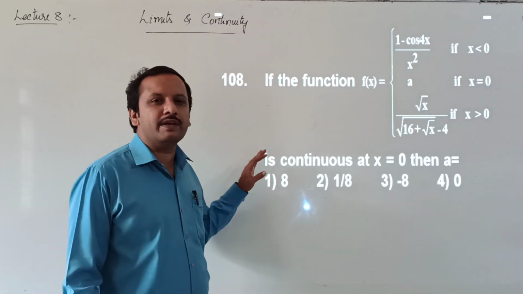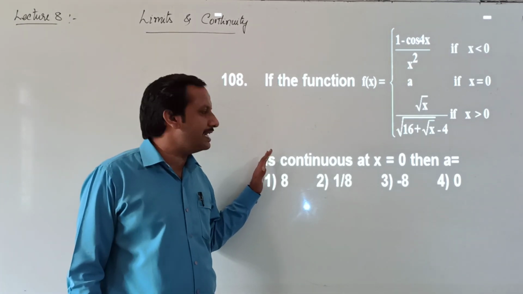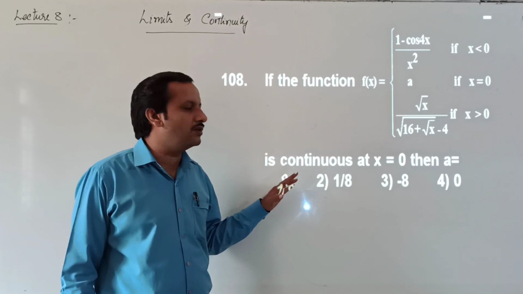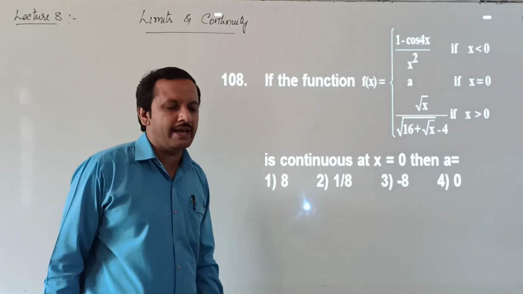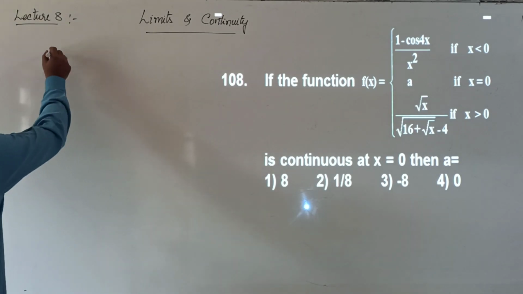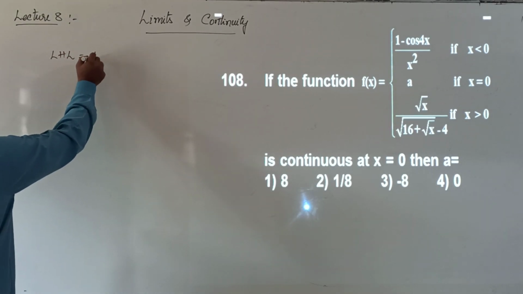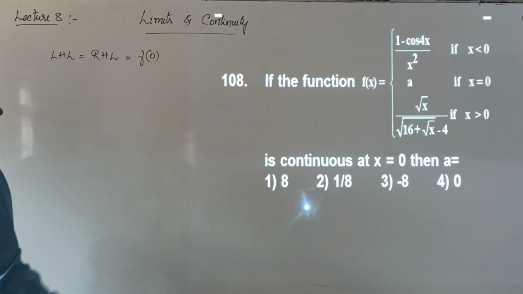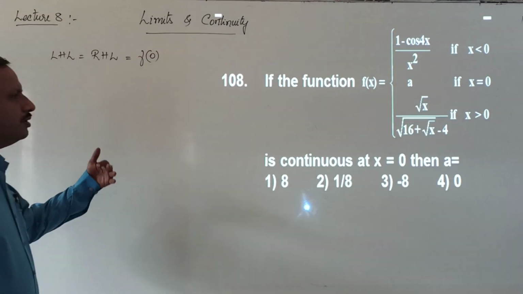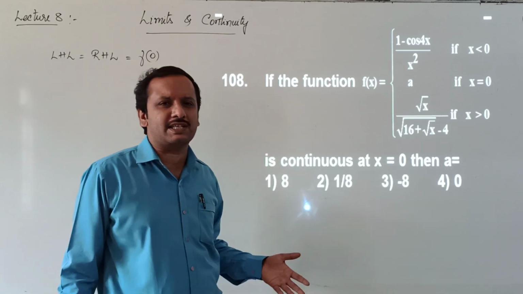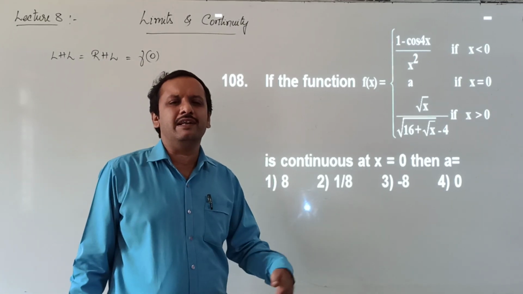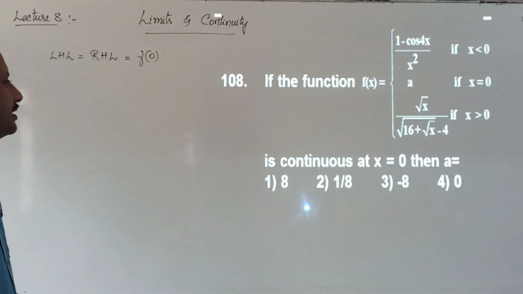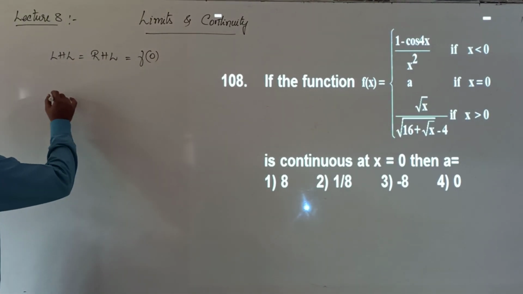See, here they have given that the function is continuous at x equal to 0. If the function is continuous at x equal to 0, then what is the value of a? If it is continuous at 0, means left hand limit must be equal to right hand limit must be equal to f of 0. Right? So now we are not proving that it is continuous. So you need not find out left hand limit as well as right hand limit. You take any one of those, that's enough. I will go with the left hand limit. I will just find out left hand limit.